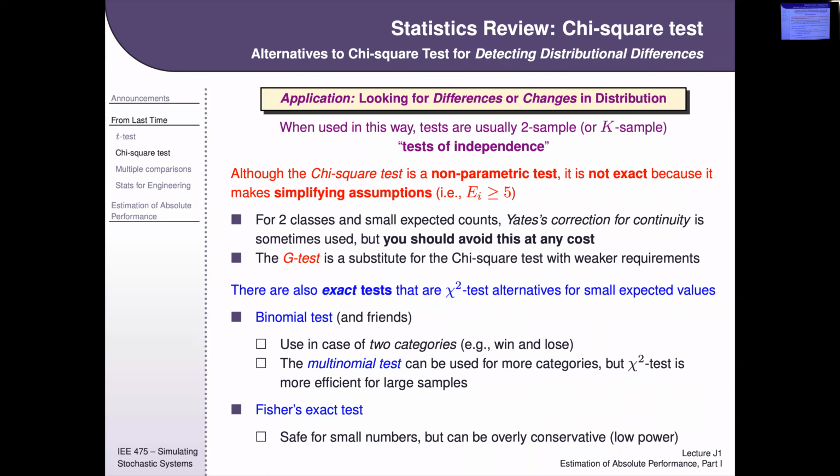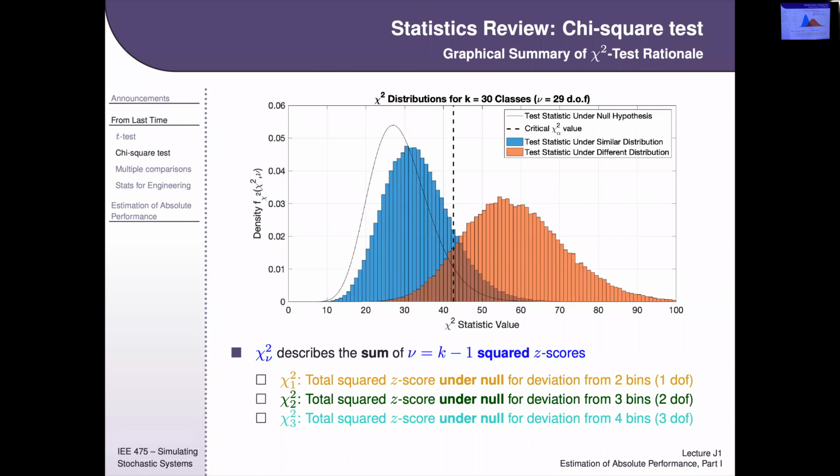All right. So any questions about that, about the basic foundations of the chi-squared test?